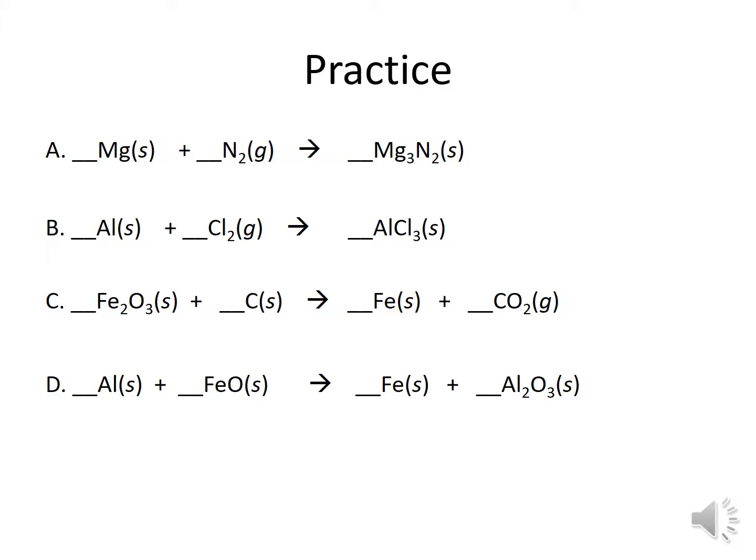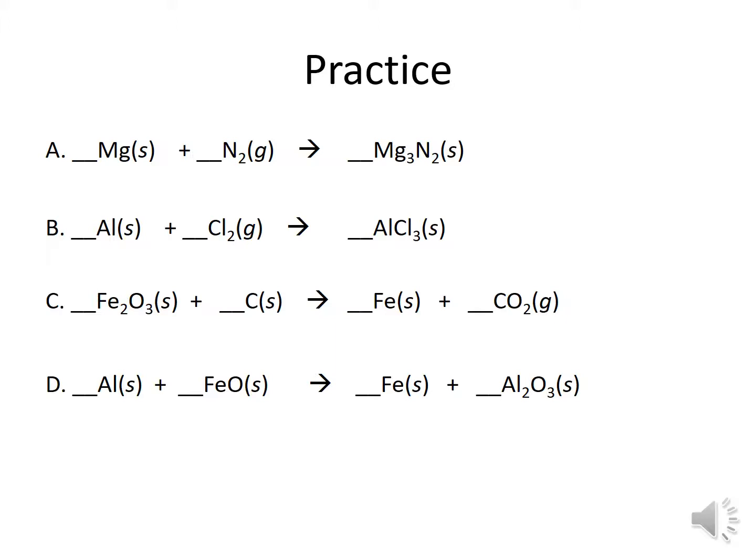So we could practice balancing these equations. Starting with the Mg, the magnesium, there's only 1 on the left and 3 on the right. So we might put a 3 in front of the Mg. We'll probably leave the N2 alone since there's 2 on the left and 2 on the right for nitrogen. So just a 3 in front of Mg should be enough to balance letter A.